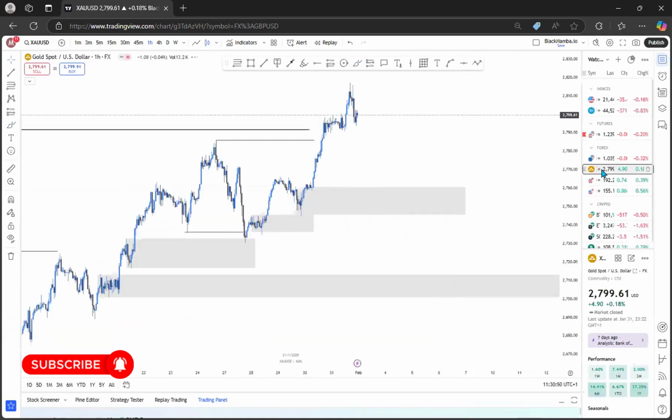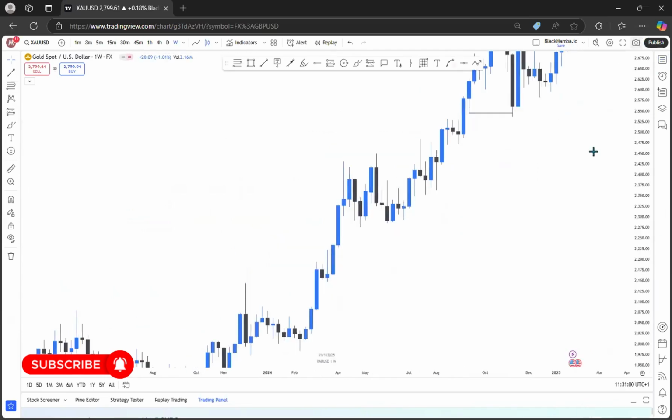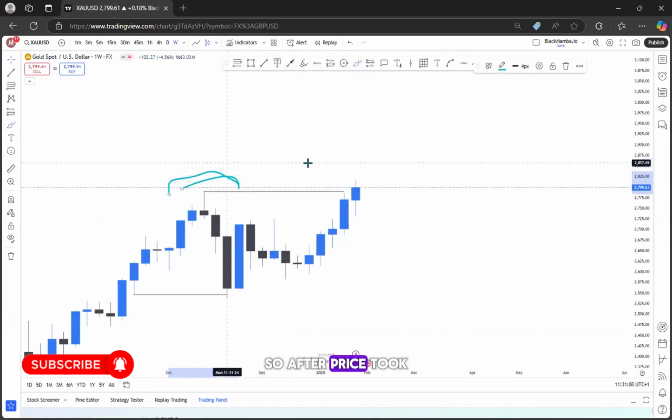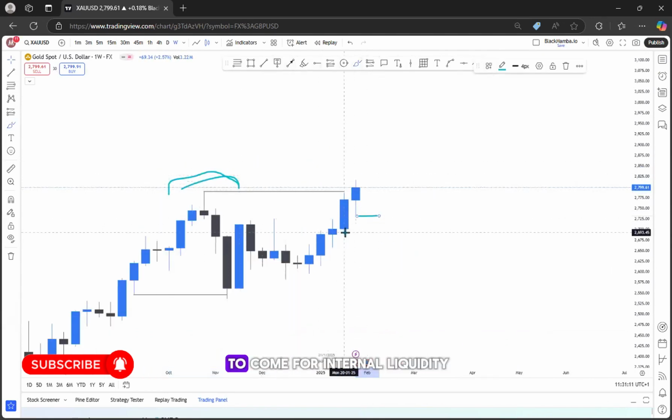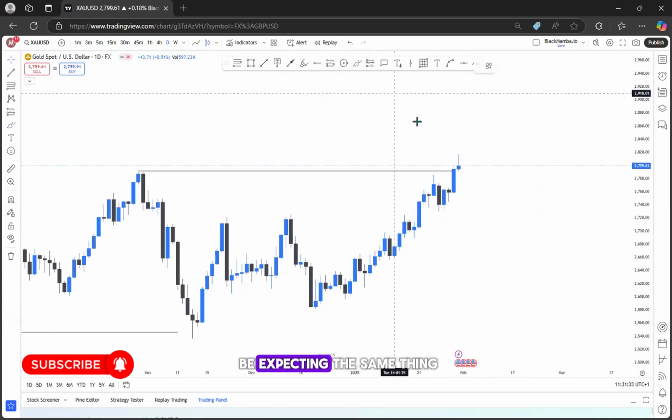Let's check gold. Gold is currently at all-time high, currently on weekly, taking out this major liquidity here. So after price took out the major liquidity, I'll be expecting price to come for internal liquidity before price continues pushing to the upside. On daily, I'll still be expecting the same thing.